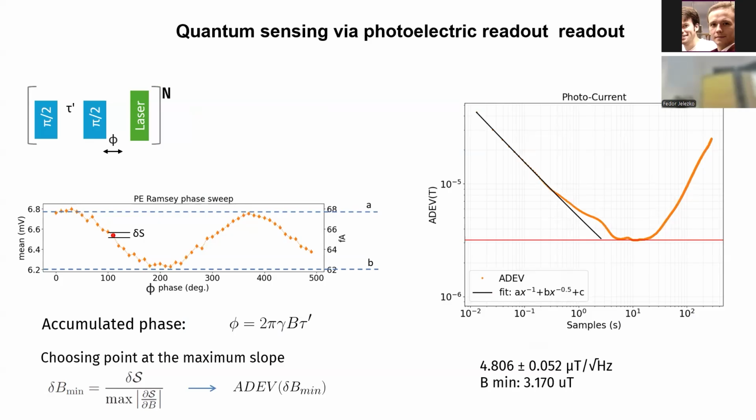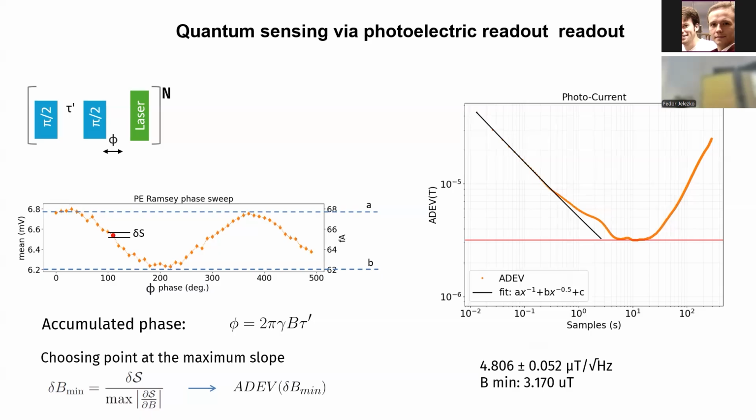That gives us this sensitivity measure, sensitivity as a function of measurement time. So we get a slope. The longer you measure, you get better sensitivity as usual, but the slope gives you a sensitivity per square root of hertz. It's about 4 microtesla per square root of hertz for a single implanted NV center close to the surface and detected electrically.